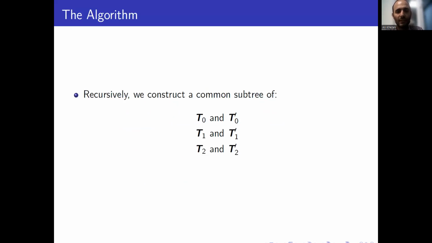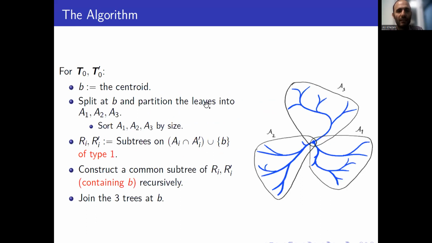So here is the definition of the algorithm. We construct a common subtree of Ti and T prime i for every i. For trees of type 0, we exactly use Aldous' algorithm. We consider the centroid, split at the centroid, and consider the trees Ri and R prime i on the branches, but we know that now Ri and R prime i have one special leaf. So when we want to go recursively, we use the algorithm for trees of type 1 in the next step. So the difference with Aldous' algorithm is this one.